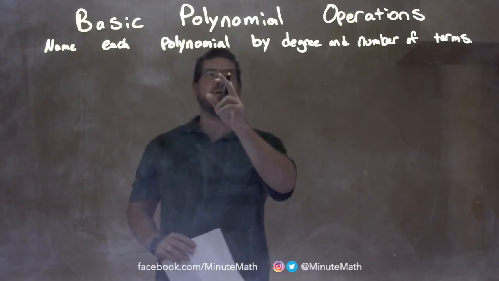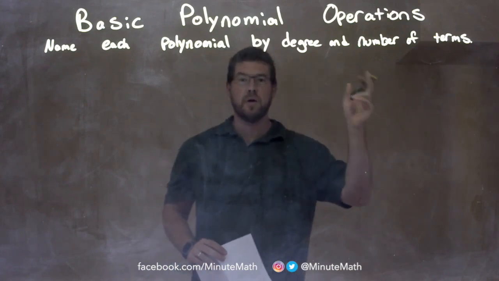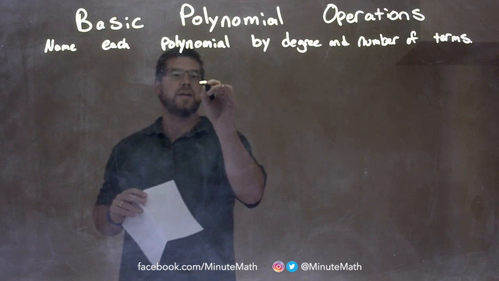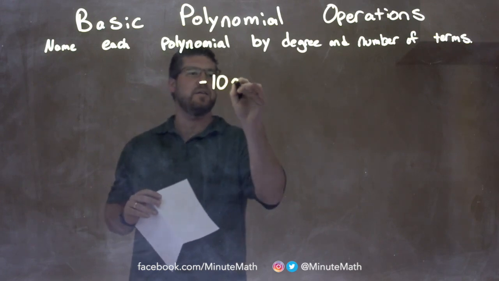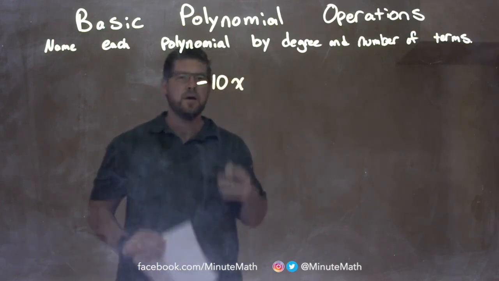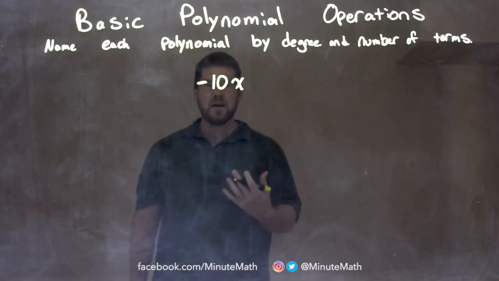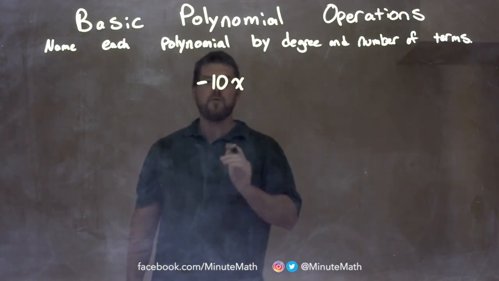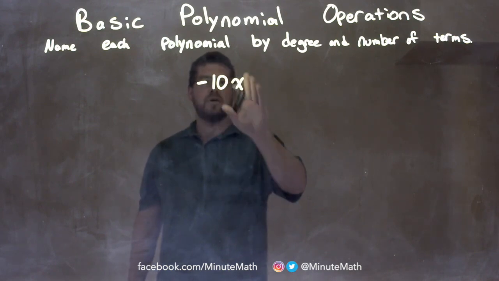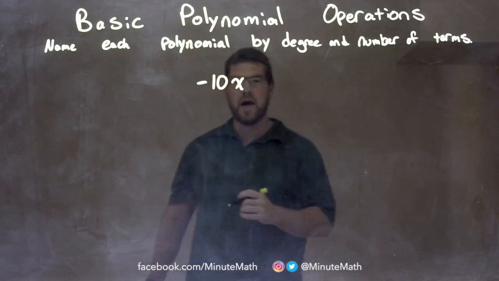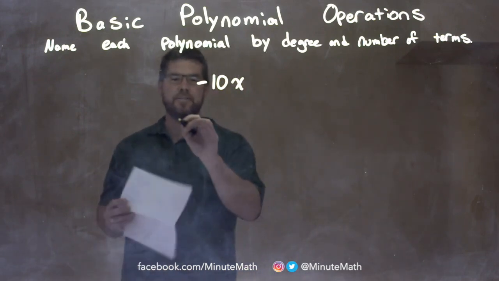And we're going to name each polynomial by degree and number of terms. So, if I was given this polynomial, negative 10x, well, how do we classify this? First thing we're looking at here is x to the first degree. That is our highest degree, x to the first power. So that's linear.